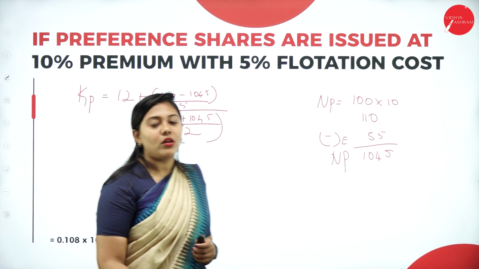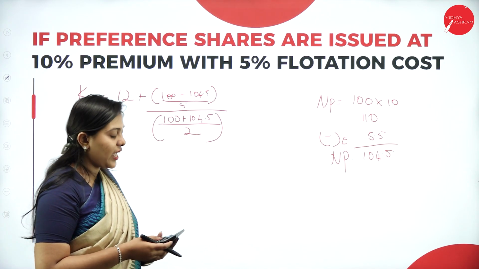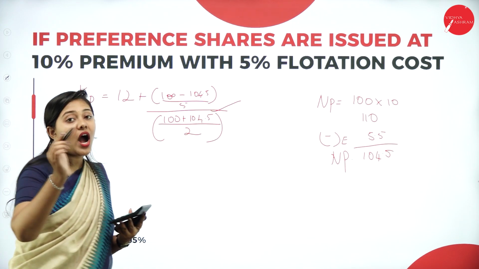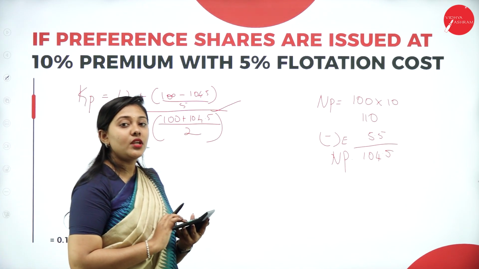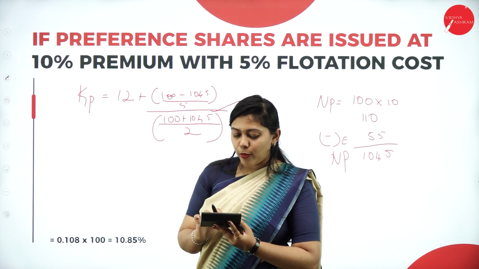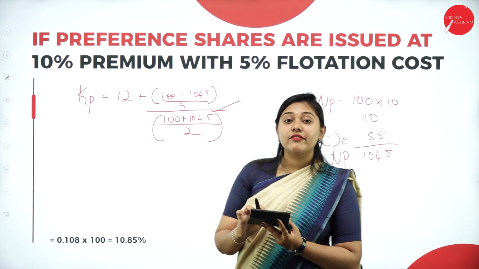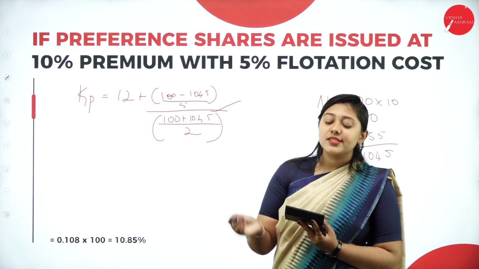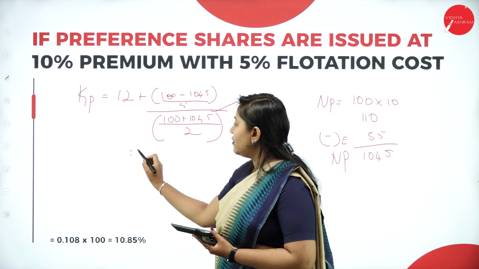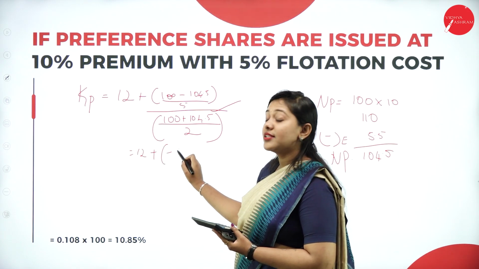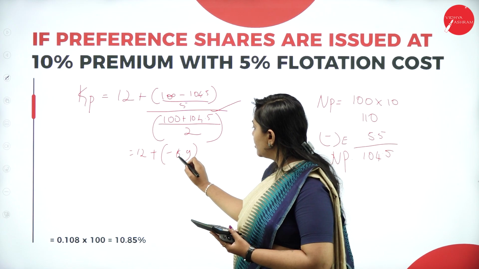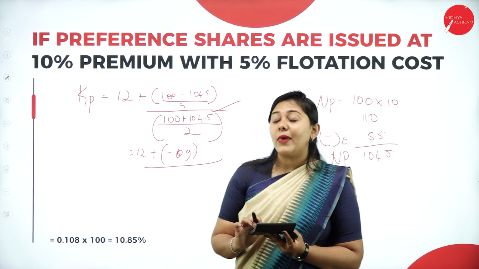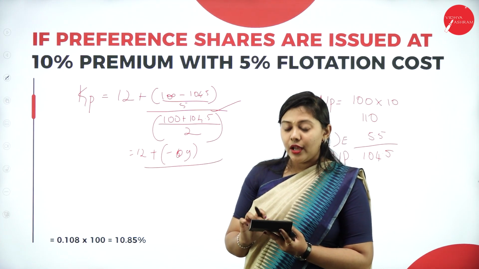So now let us solve the problem by using a calculator. So 100, let's solve this bracket first. So 100 minus, it is how much? 104.5 divided by 5, it is how much? It is minus 0.9. So 12 minus 0.9 divided by, let's solve the second bracket first.